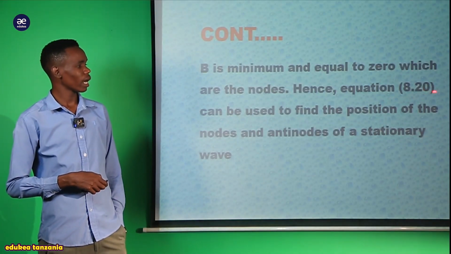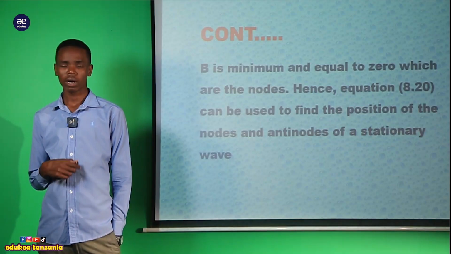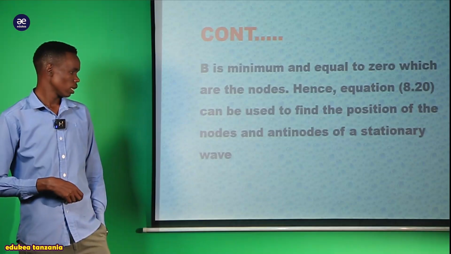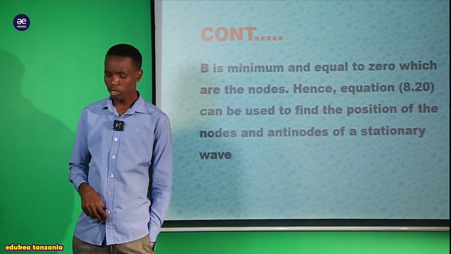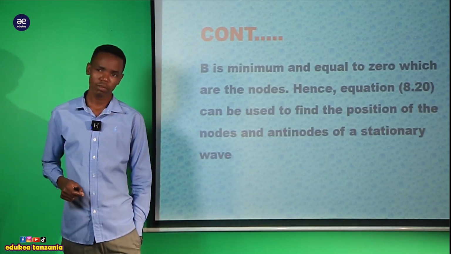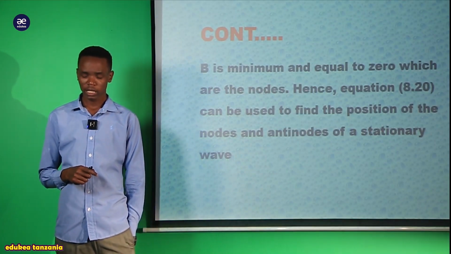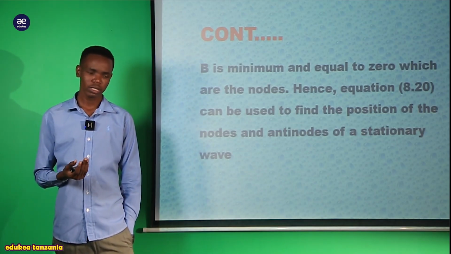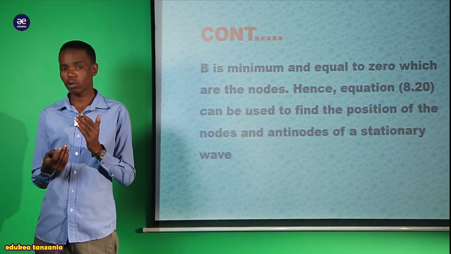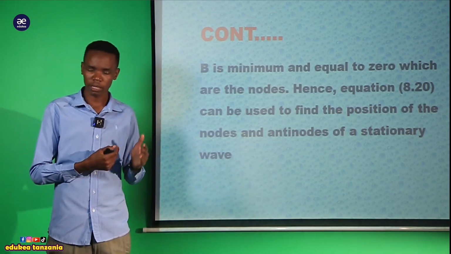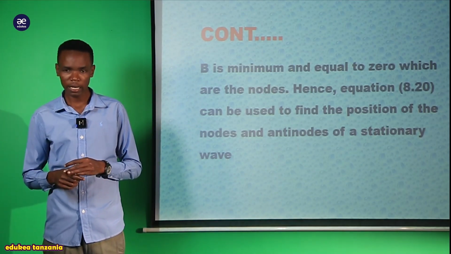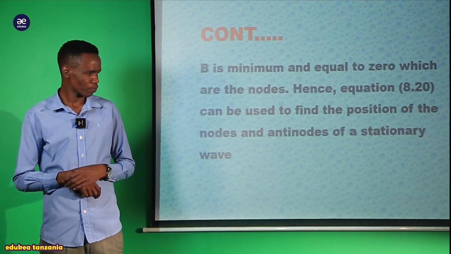Hence equation number 20 for our topic number 8 can be used to find the position of the nodes and also the antinodes in the stationary waves. As we observe, my dear student, equation number 20 can be used to find the position of the node. There you will be able to identify where the position of the node is and where the position of the antinode is, my dear student. That is what we will be able to look at, as we were told in our question.